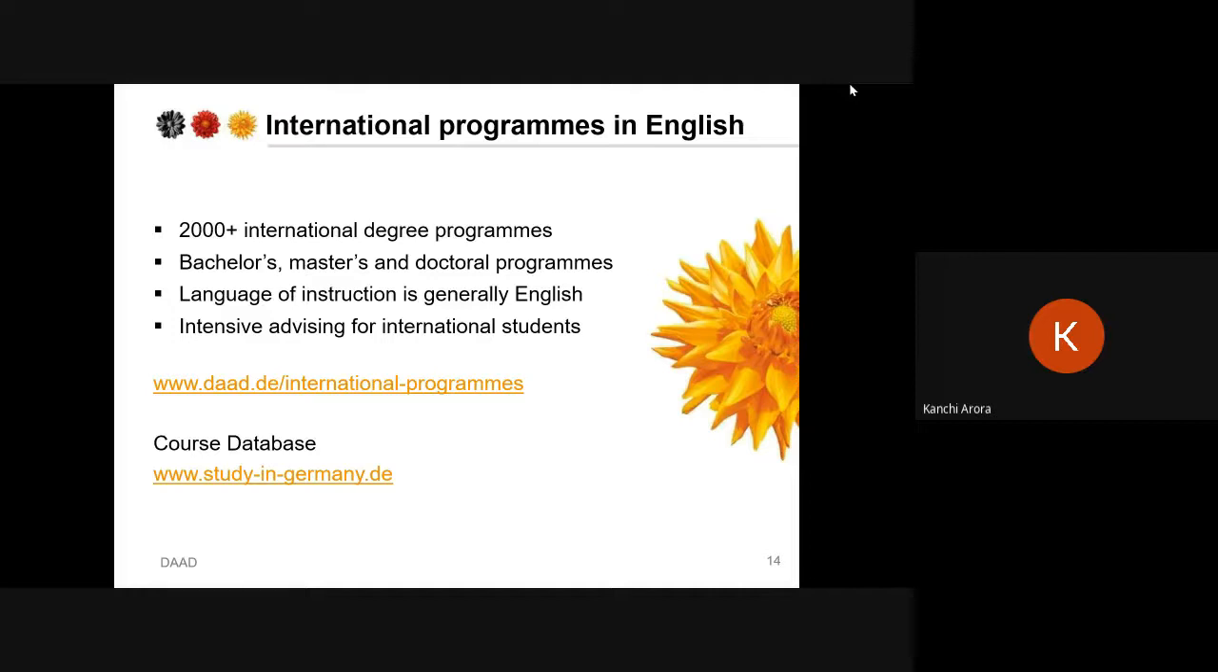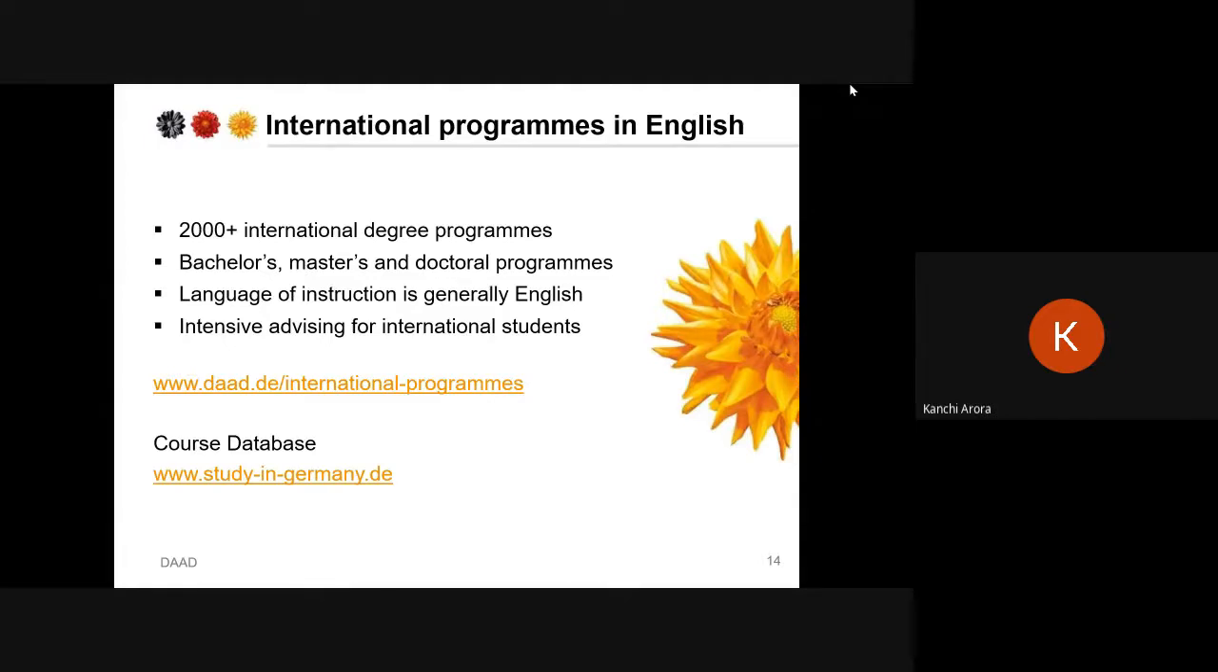So the two links that you see on your screens are basically the course databases. The one with international programs is daad.de/international-programs. This is a database of all the courses offered by German universities where the medium of instruction is English. And the other database is study-in-germany.de. This is a more comprehensive database wherein you would find courses not just in English, also in German, French, Danish, etc. So these are the two databases extremely important for you to know.